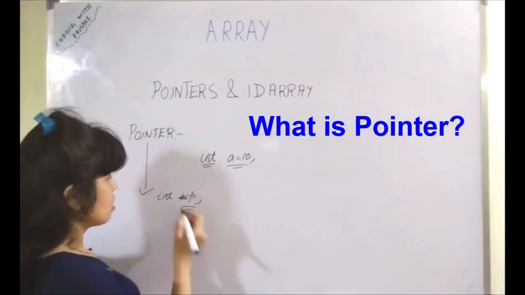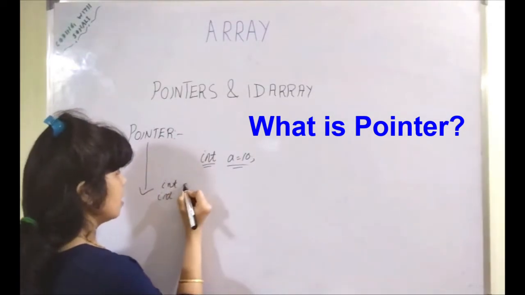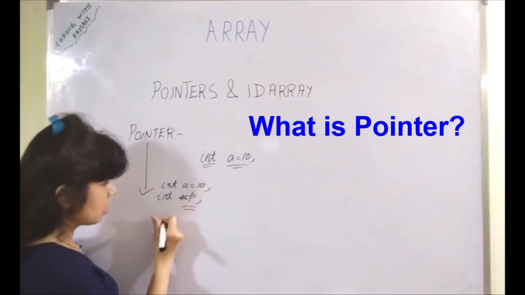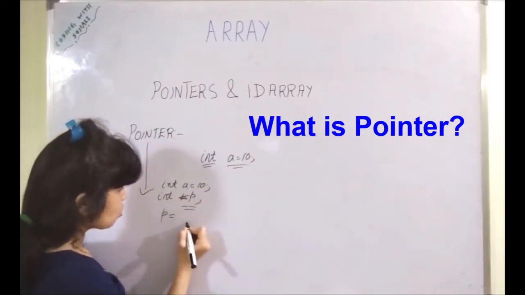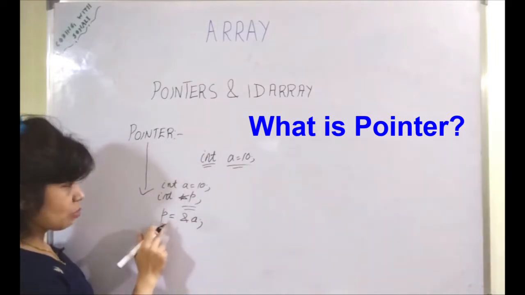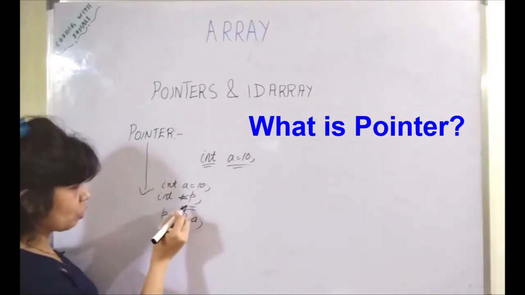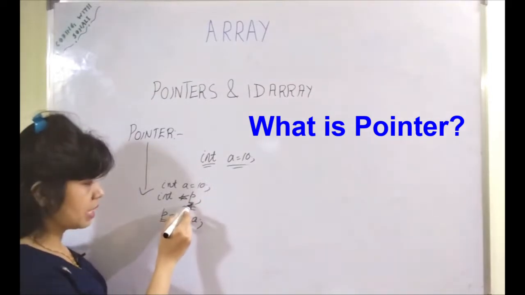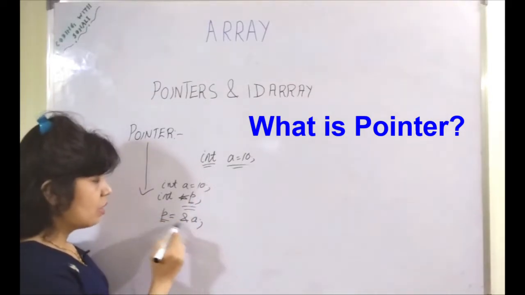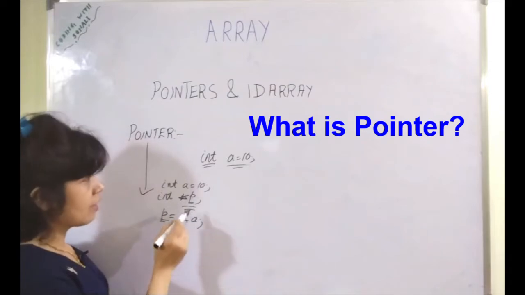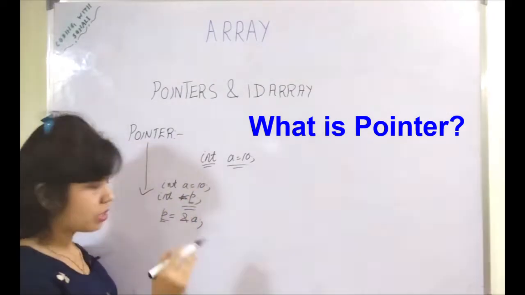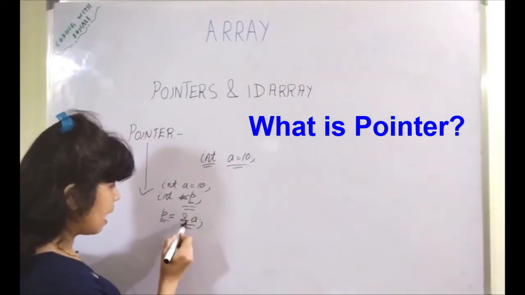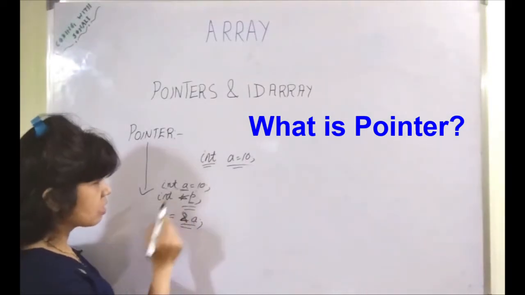So what does it mean? Suppose you have an integer a equal to 10 and a pointer p, and you store the address of a in it. The pointer p is a variable, so what value does it hold? It does not hold the value 10. No, it cannot, because it is a pointer. It should contain an address. So it contains the ampersand, that is, the address of this variable.